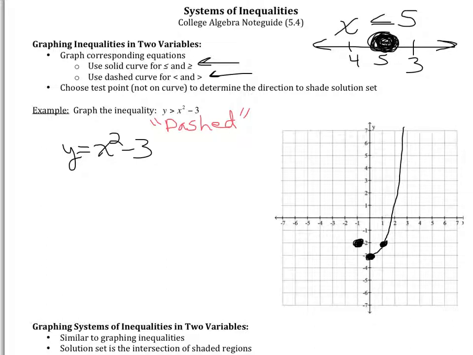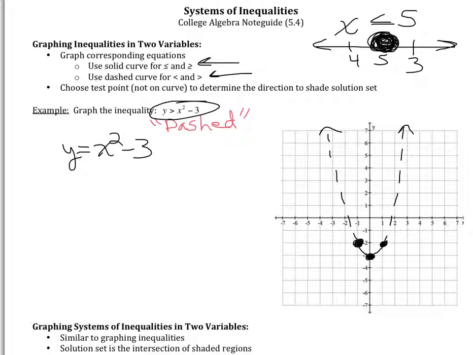And one thing that I've got to remember is that I've got to dash this in. I was drawing a solid line, but we're going to dash that in as we draw. And so I have the graph that represents the associated equation for this inequality here. Now what I've got to do is take care of the inequality part, the greater than, all right? And so I'm going to choose a test point.